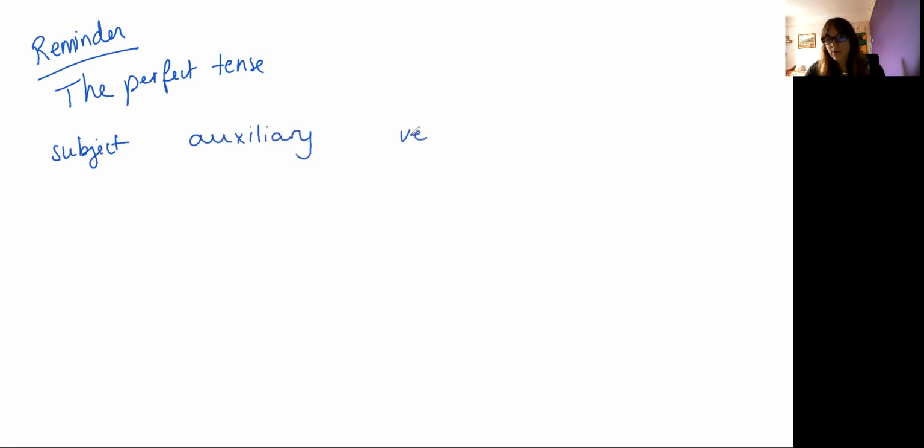okay, the perfect tense. The perfect tense was in three parts: subject, then the auxiliary, and then the verb in either E accent, I, or U. And so it gave something like j'ai mangé. I have eaten. Okay, easy peasy. So that was the perfect tense.